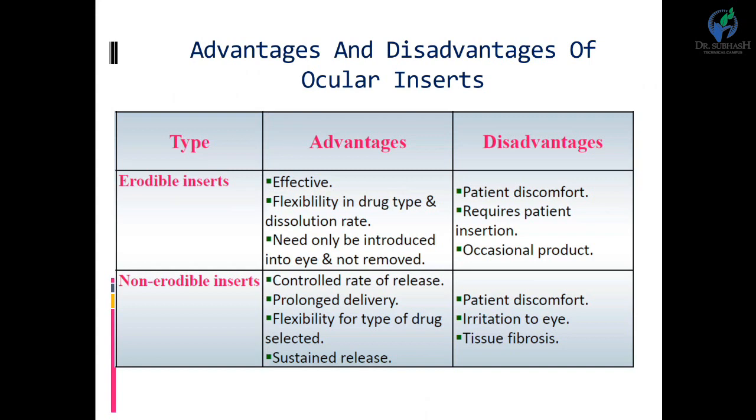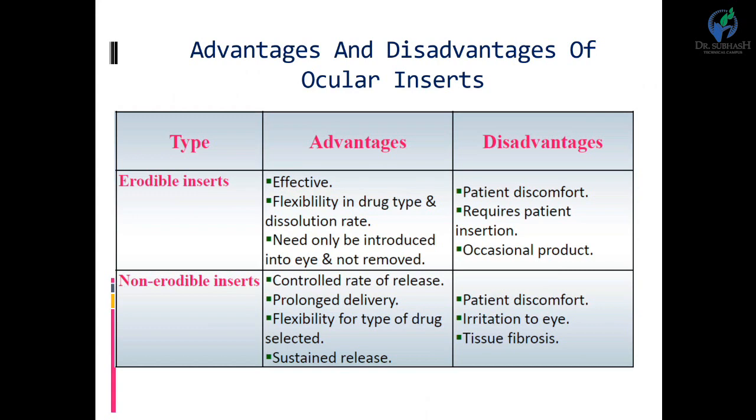Here we have to see the ocular inserts, erodible and non-erodible. The erodible insert is a solid that, once inserted, absorbs the aqueous tear fluid and gradually erodes or disintegrates, and the drug is slowly leached from the matrix. Generally a hydrophilic matrix is used, from which the drug slowly leaches. They quickly lose their solid integrity on contact with tear fluid, erode, and are squeezed out of the eye with eye movement and blinking.